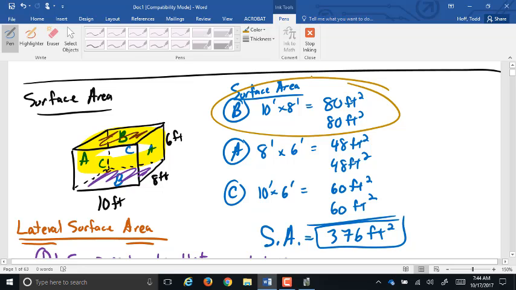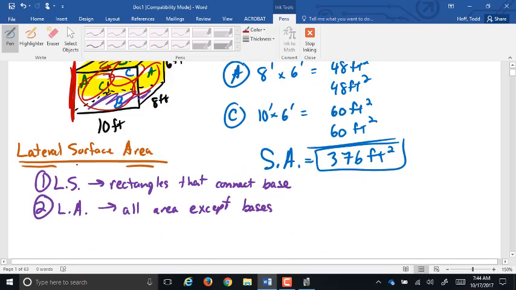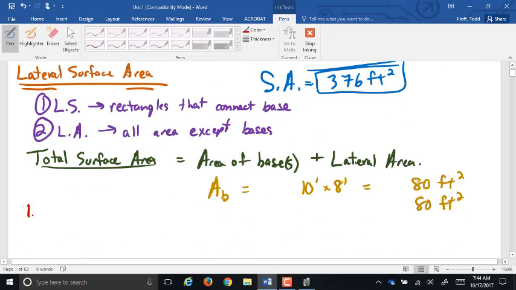For the lateral area, what I'm going to do is this. I'm going to slice this right up the corner. Then I'm going to take those rectangles and lay them out in one big long line. So here are my lateral surfaces.